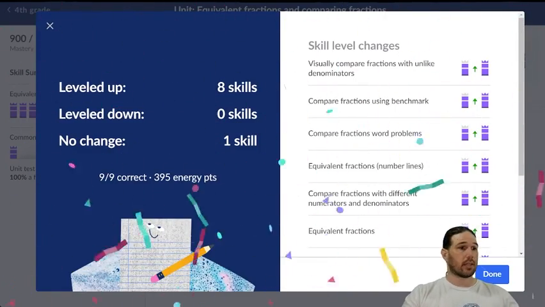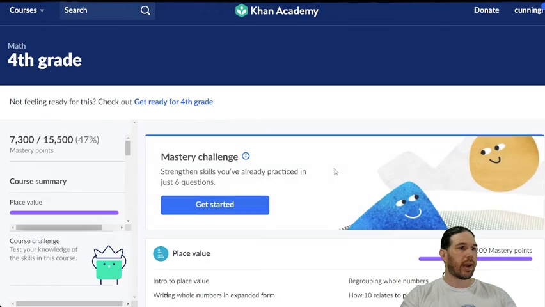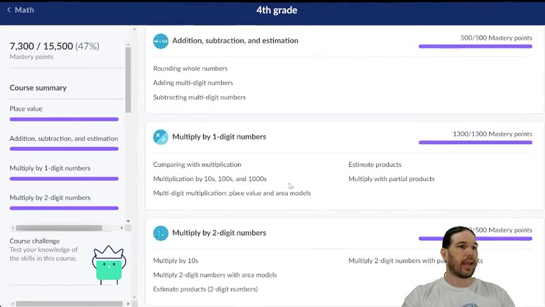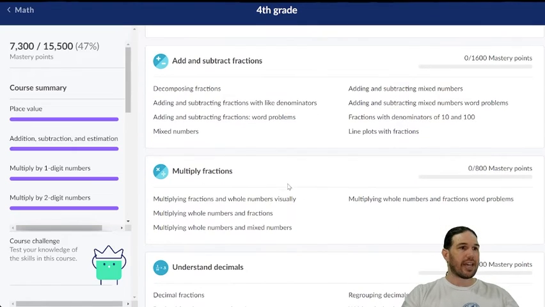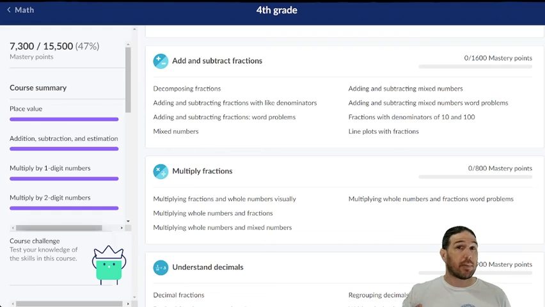Let's see where we're at. That gets us to 100% mastery on this unit, backing out into 4th grade. We are now 47% of the way through the grade, and our next big journey is going to be adding, subtracting, and multiplying fractions. That, my friends, is going to take quite a lot of videos, so expect us to be locked in fraction land for quite some time to come.